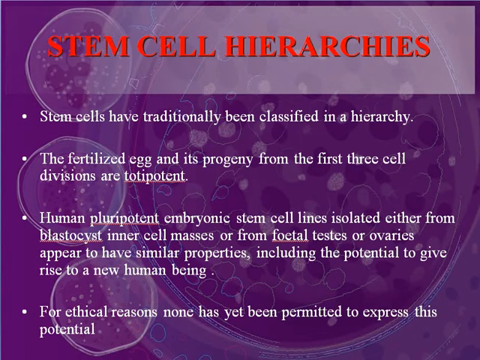So stem cells are traditionally classified in hierarchies. The fertilized egg and its progeny from the first three cell divisions are totipotent. Human pluripotent embryonic stem cell lines, isolated either from the blastocyst inner cell mass or from the fetal testis or ovary, appear to have similar properties, including the potential to give rise to a new human being, but it is not ethically approved. For ethical reasons, none has yet been permitted to express this potential.